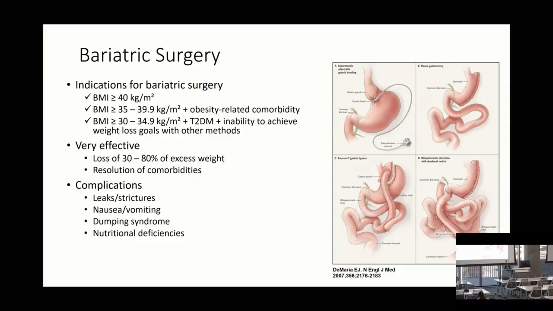So if you make the stomach smaller, it stretches earlier with a smaller amount of food, so that you send those signals early enough, and you reduce the amount of food that you eat. That's one of the mechanisms. There are other things that happen.